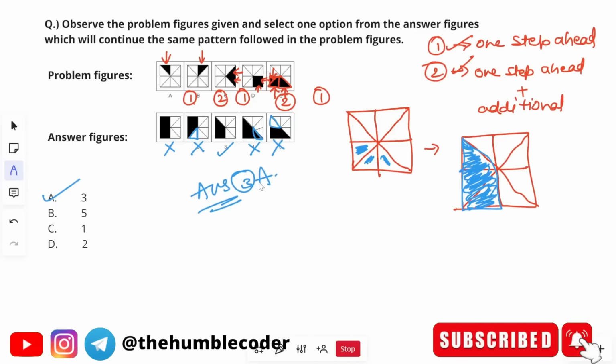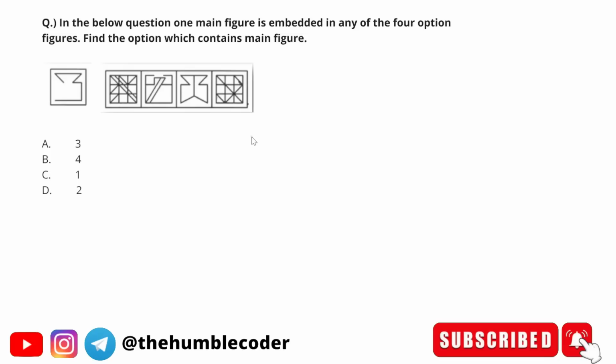Okay, moving on now to the next question. Let's look at this question. In the below question, one main figure is embedded in any of the 4 option figures. Find out the option which contains the main figure. Which means this is our main figure, and these are our optional figures. Let me mark them as 1 2 3 4 so that it is easier for us to understand. Now we have to tell in which of these answer figures this main figure is coming, and there will be only one figure in which it is coming.